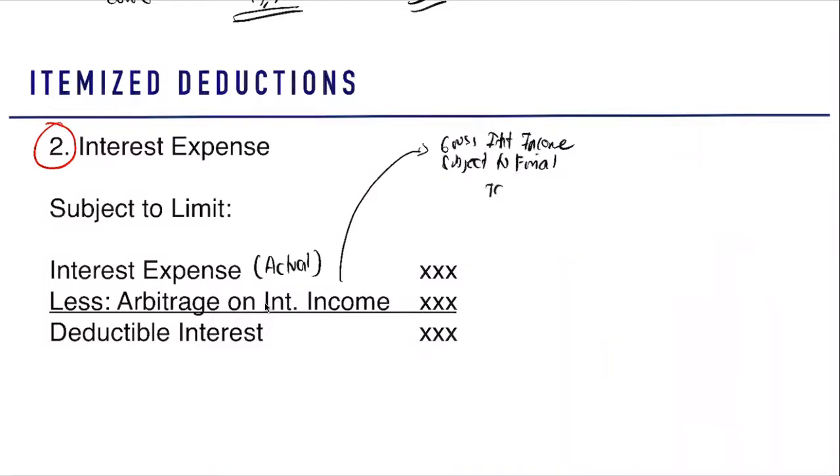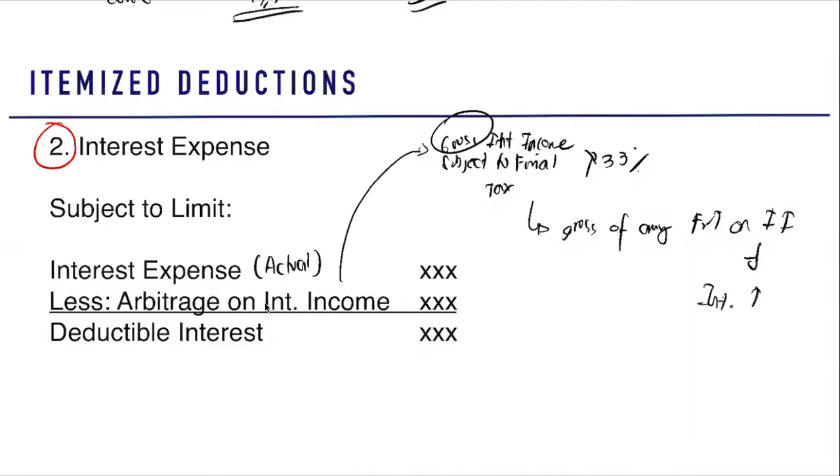So take note, you can only get interest income that can be subject to final tax. If that interest income cannot be subject to final tax, then you cannot add it to your arbitrage limit. You multiply to 33%. Take note, this is gross interest income. Therefore, this is gross of any final withholding tax on interest income. What is the normal type of interest income that is subject to final withholding tax? These are your interest income on banks. So just a quick recap, normally it is subject to 20% final withholding tax.